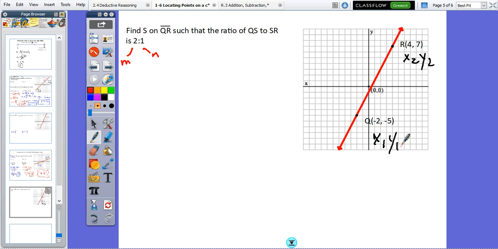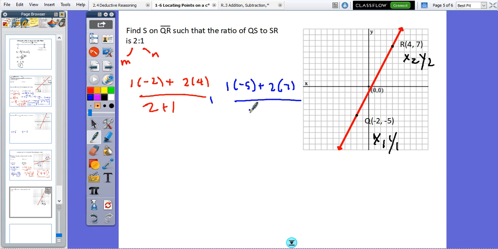Here, we have our x1, y1, x2, y2. So when we go to do this, we'll do our n times our x1. So we'll do 1 times -2 plus our m, 2 times our x2, 4, all over 2 plus 1. For our y values, we'll have 1 times our y1, which is -5, plus 2 times our y2 value, which is 7, all over 2 plus 1.